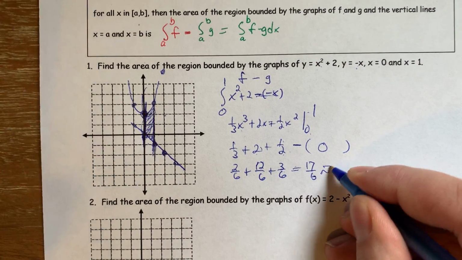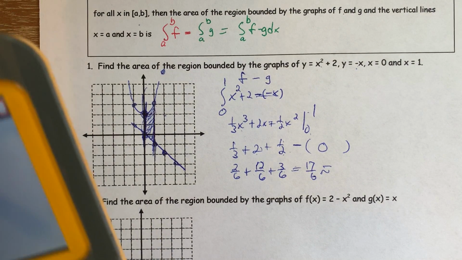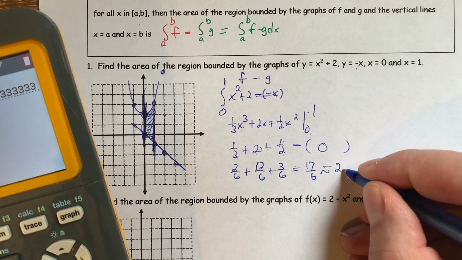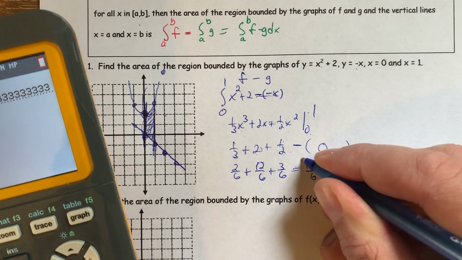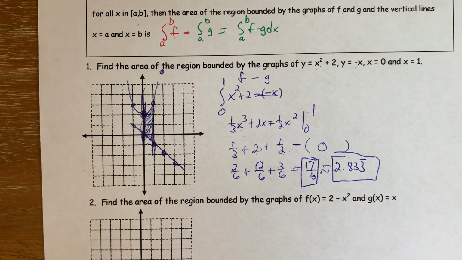Or, you know, again, it's okay to have it. Man, my battery's about to run out. I hope it doesn't run out. I have another calculator here. 2.833 is also acceptable. 17 sixths is usually considered the best answer, but this is okay too.